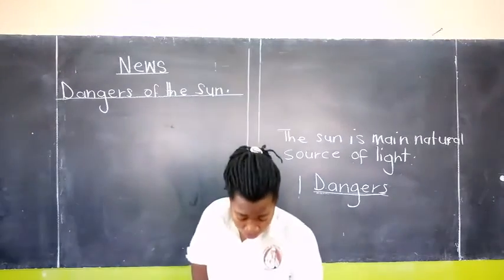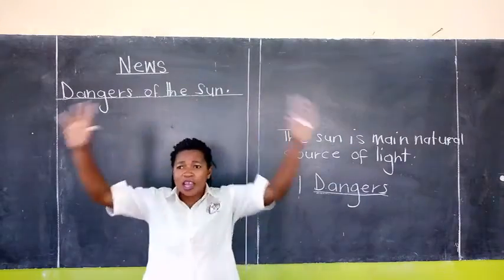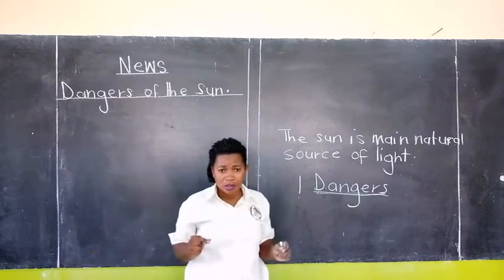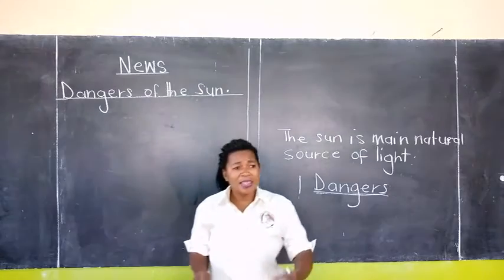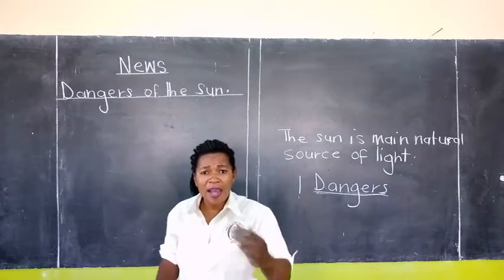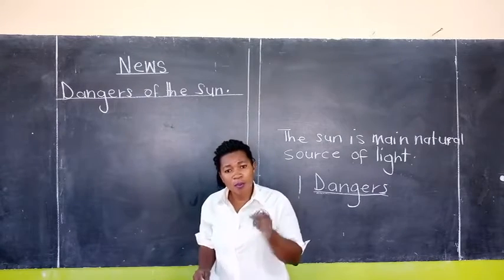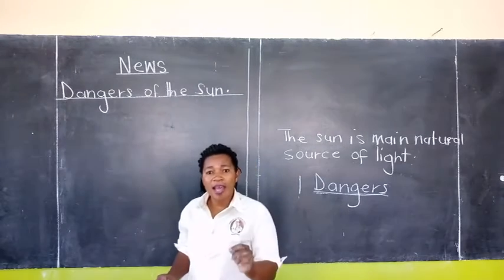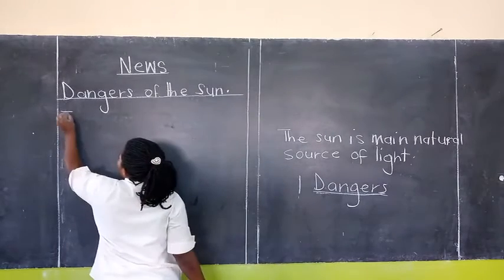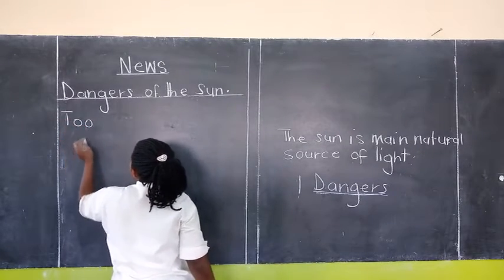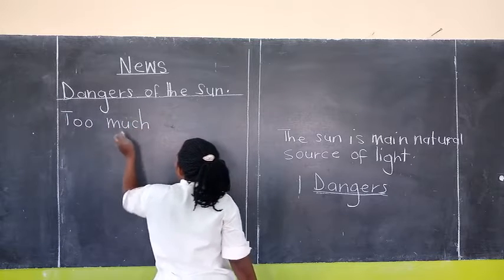So we say that too much sunshine, when the sunshine is too much, it can dry up the water bodies. So we say too much sunshine dries up water bodies. So we can talk about the water bodies like lakes, rivers, swamps, and others.